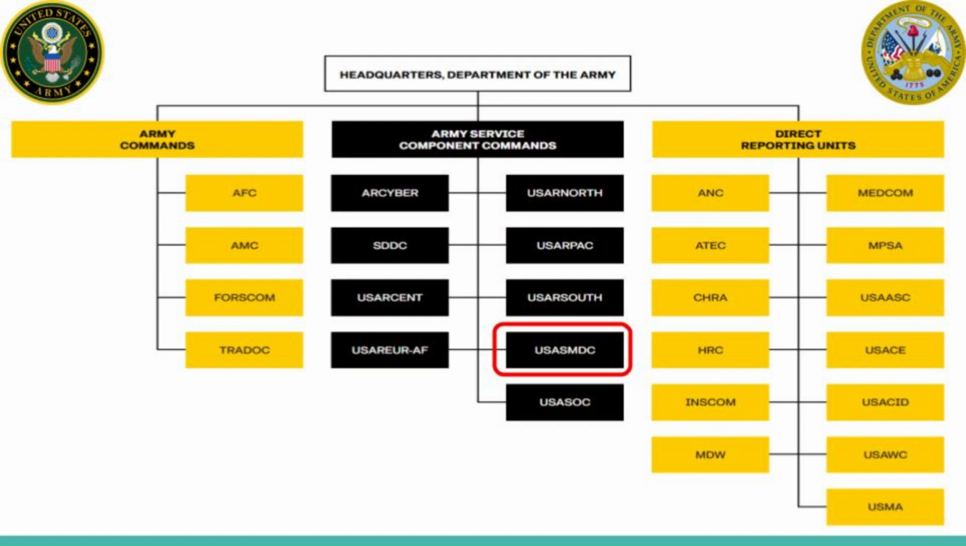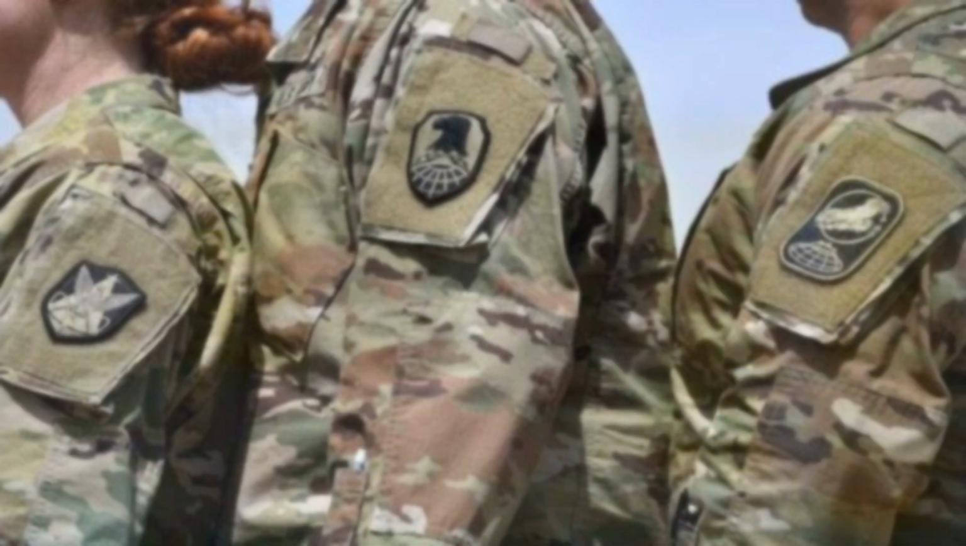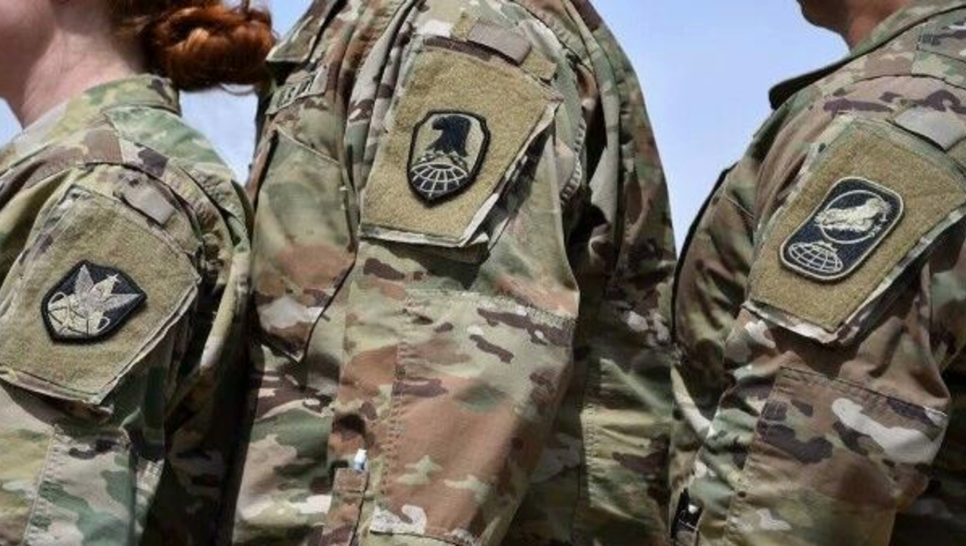U.S. Army Space and Missile Defense Command out of Huntsville, Alabama, provides continuous oversight, control, integration, and coordination of Army forces supporting both commands. USASMDC also supports the United States Northern Command by defending the United States against a ballistic missile attack.